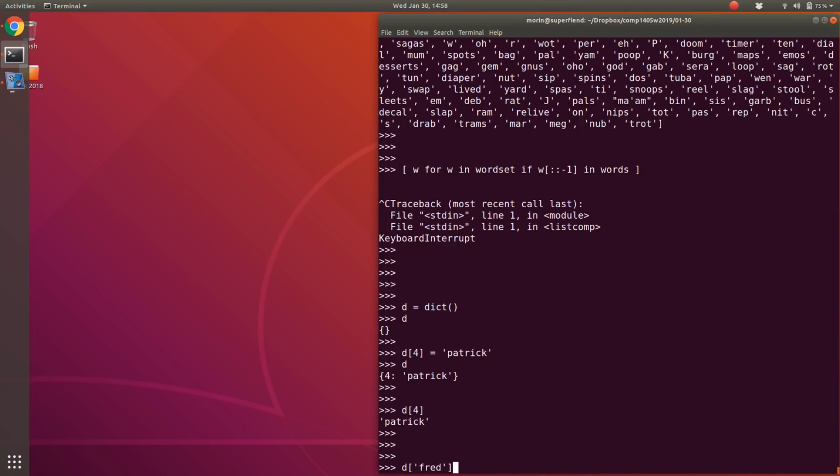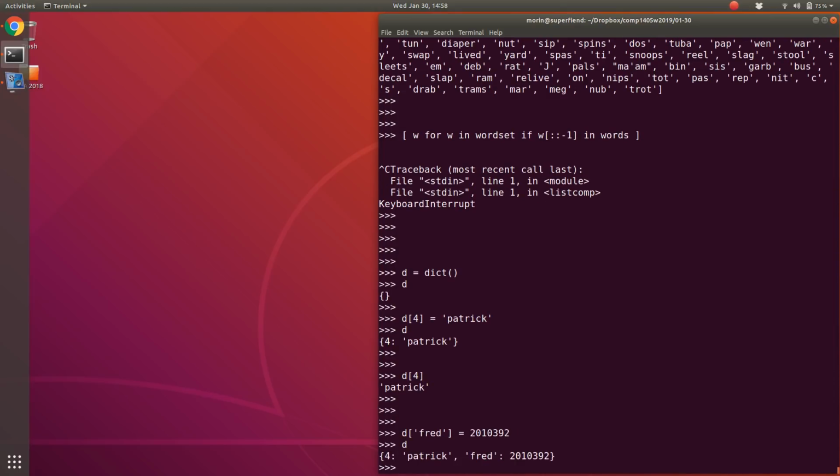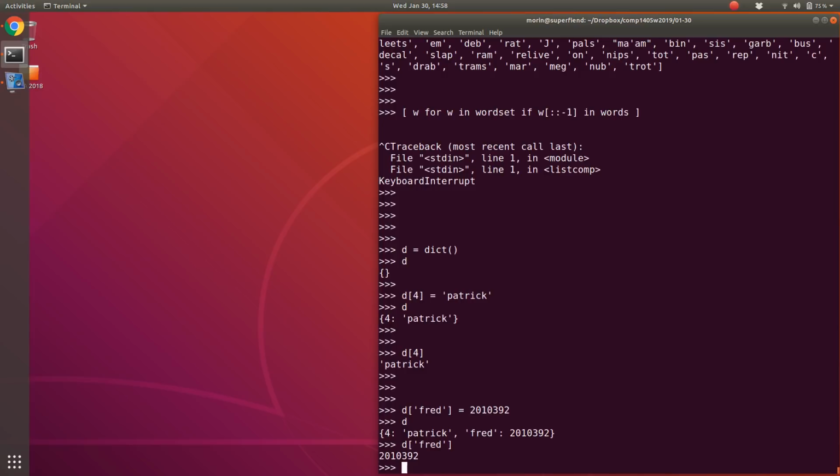But the keys don't have to be integers, so I can say D at Fred equals maybe a student number. So what's in my dictionary now? There's two mappings, from 4 to Patrick and from Fred to maybe Fred's student number. If I look at what's stored at that position, it's Fred's student number. Okay?